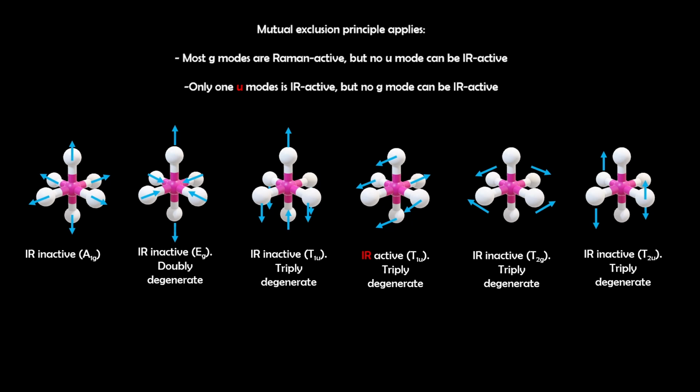So for the g modes, they are all Raman active, as you can see in the character table, and the u modes are IR active. Only the T1u mode is IR active, and it's triply degenerate, meaning sulfur hexafluoride shows just one IR absorption band, despite having 15 vibrational modes. So by using symmetry and character tables, we can predict how many vibrational modes exist and which ones appear in IR or Raman spectra without needing to track every bond motion by hand.